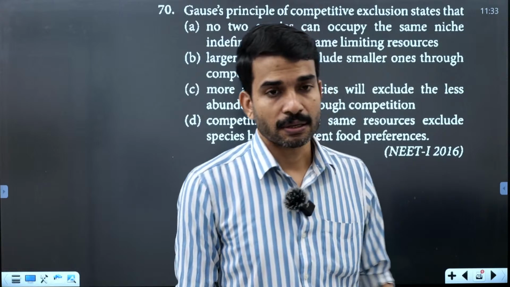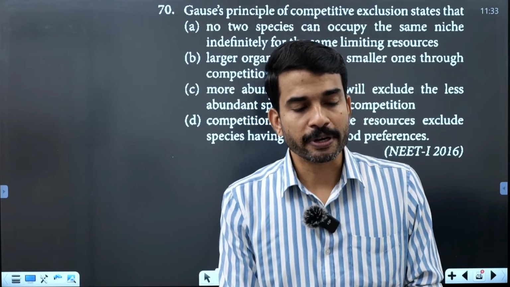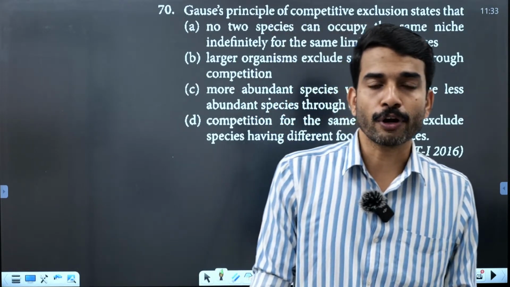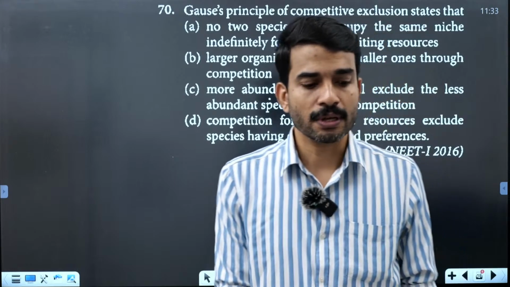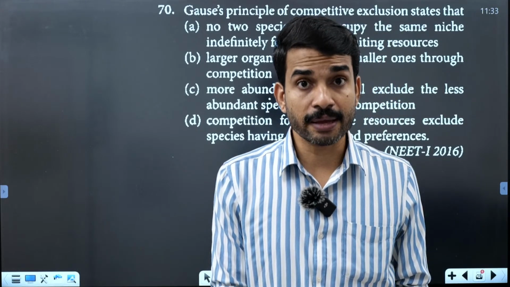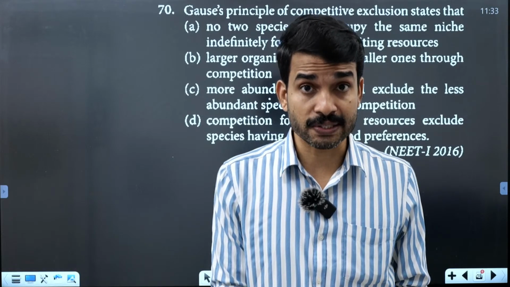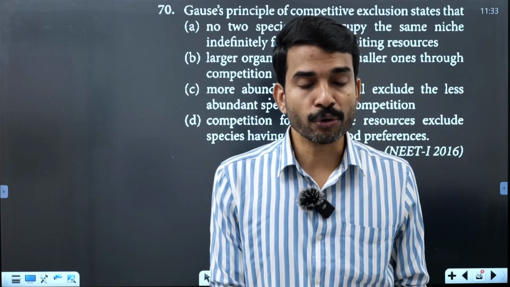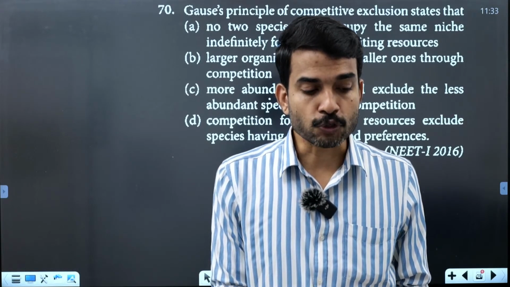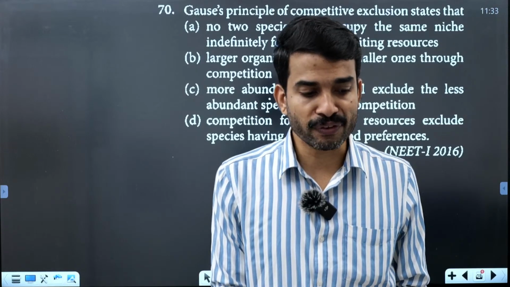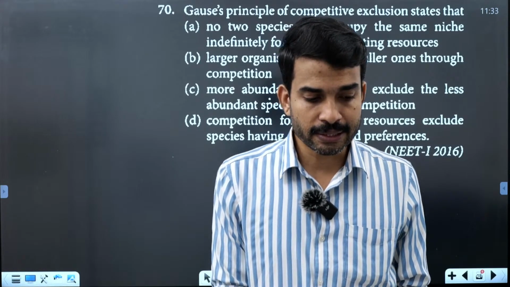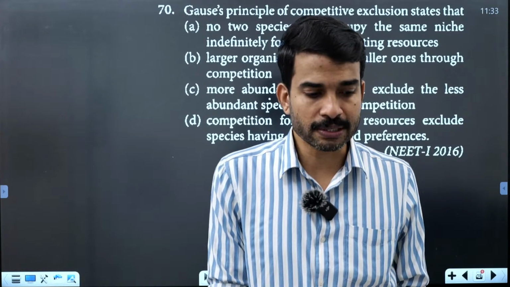So Gause's principle is somewhat like this. If two closely related species are depending on the same set of limited resources, they can't coexist indefinitely. During the course of time, the superior member will exclude the inferior member. That is our Gause's exclusion principle.